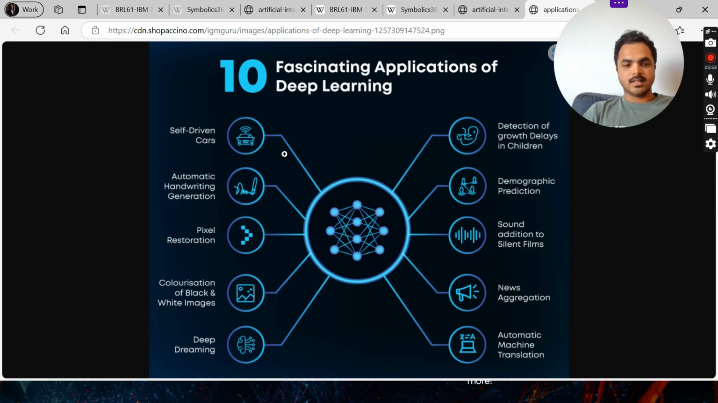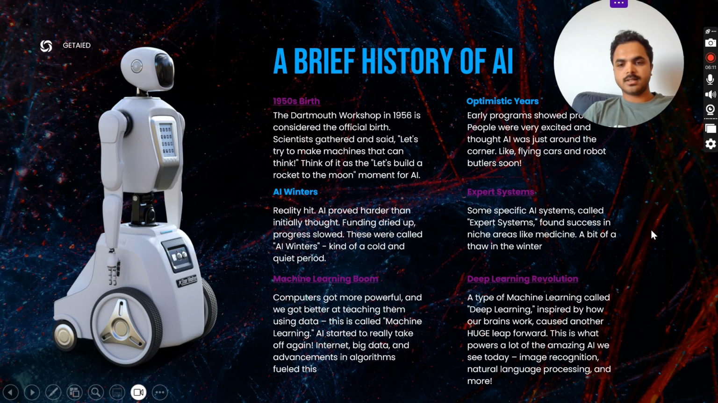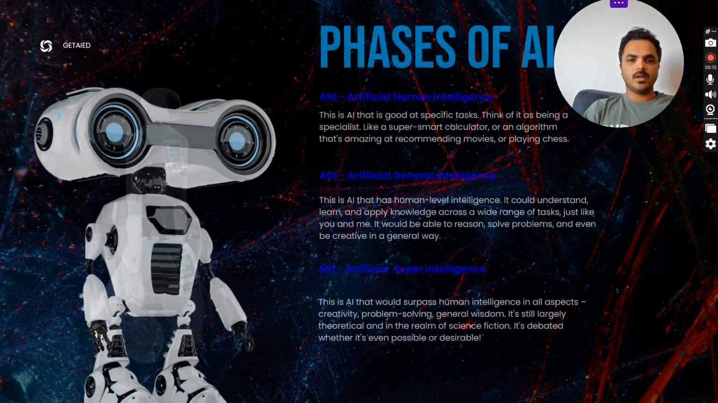But I just want to show you some basic use cases of deep learning. Self-driven cars, automatic handwriting generation, pixel restoration, deep dreaming, detection of growth delays in children, demographic prediction. All these are fascinating applications of deep learning. Maybe in a future episode we'll go deeper into these subjects. But for now, that's the brief history of AI.